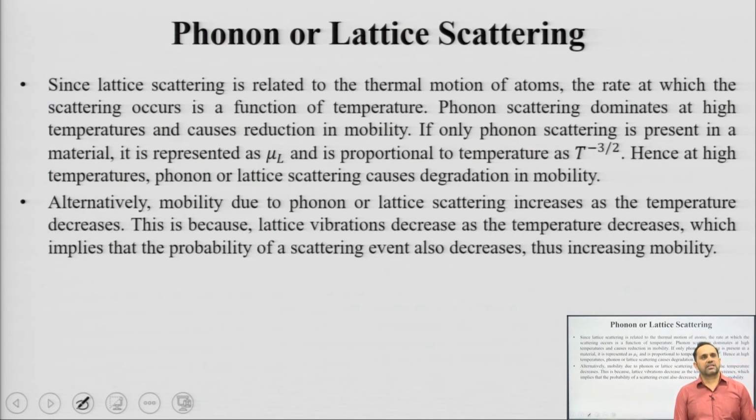Lattice scattering is related to the thermal motion of atoms. The rate at which the scattering occurs, as I have said, is a function of temperature. It dominates at high temperature and causes a reduction in mobility. If, say, in a semiconductor only phonon scattering is present, with no other mechanism by which your charge carriers can get scattered, your mobility is going to vary as T to the power minus 3/2, where T is temperature. So at high temperature you are going to undergo a degradation in mobility. Or you can also say that if you reduce the temperature, mobility increases.